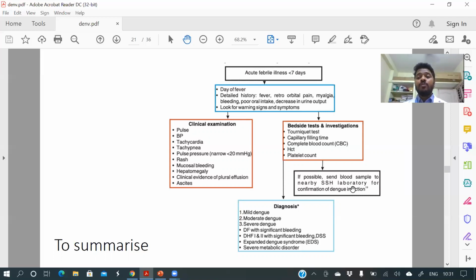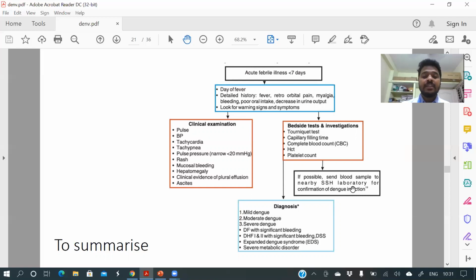For diagnosis, we have to classify the patient based on their manifestations: mild dengue, moderate dengue, or severe dengue. Moderate dengue is defined as dengue with warning signs. Severe dengue refers to people with dengue fever with significant bleeding, dengue shock syndrome, expanded dengue syndrome, and severe metabolic involvement.